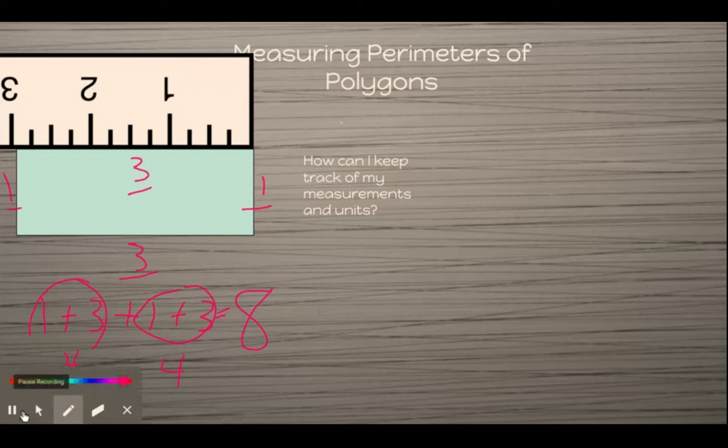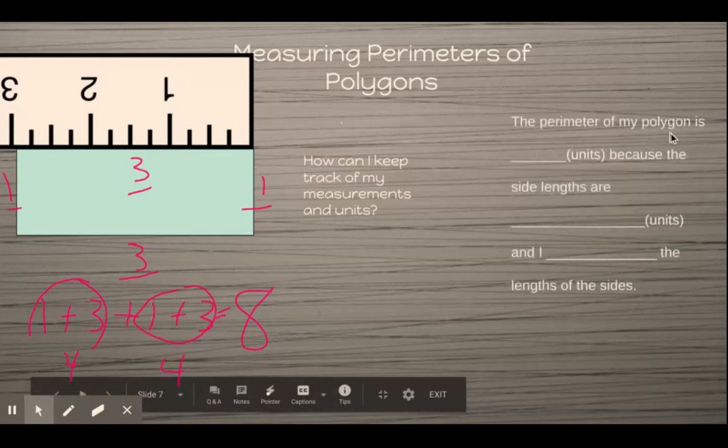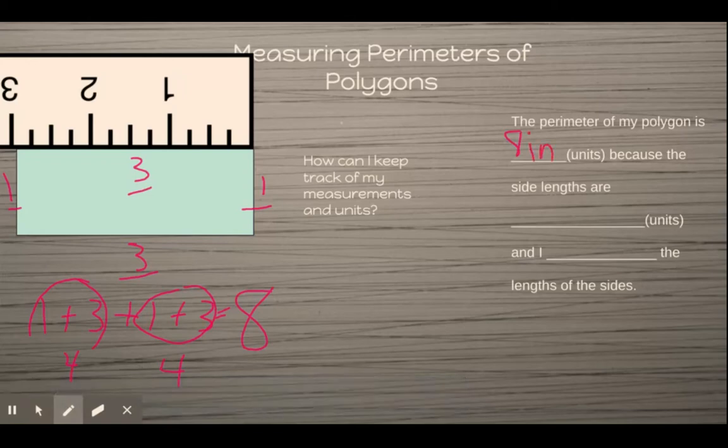Now, part of your objective is not only to find the perimeter, but to also use the sentence frame to explain how we measured it. So, the perimeter of my polygon is, we just found out it is 8 inches, because the side lengths are 1, 3, 1, and 3. And we added the lengths of those sides.